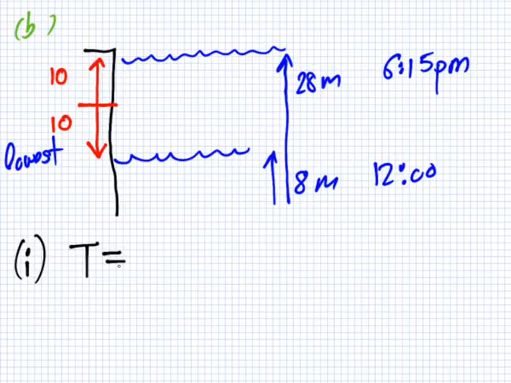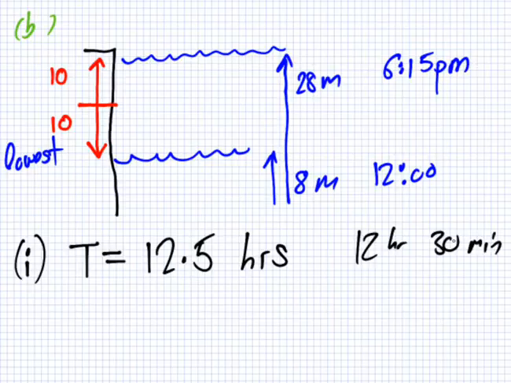Okay, what's happening here is when it's at its lowest, it's 8 meters, and when it's at its highest, it's 28 meters. So what's the distance here? 20. I'm going to split it into two parts, 10 and 10, because it'll be clear later. Right, what's the first thing I want in the question? Calculate the period in hours. So what is the periodic time here?